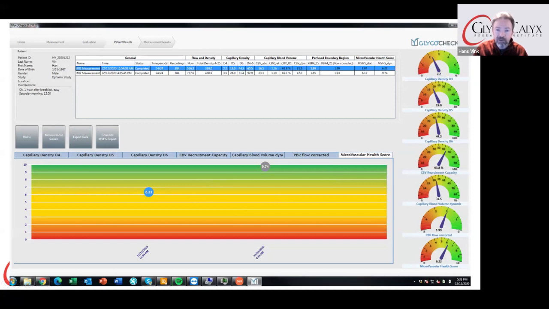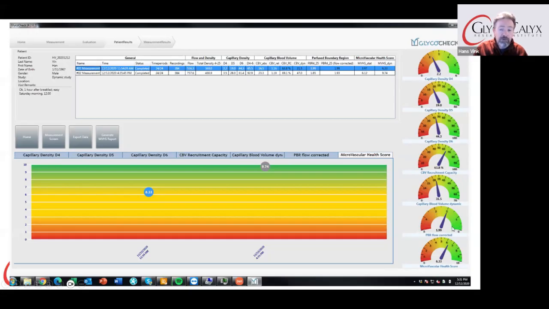Only if you do a long measurement, where you measure at many different sites for the flow dependency of your capillary density, will you get this one. You won't get this if you do a short measurement. It also measures your capillary blood volume based on your count of capillary density, and it measures your level of glycocalyx damage, so the lower the better.